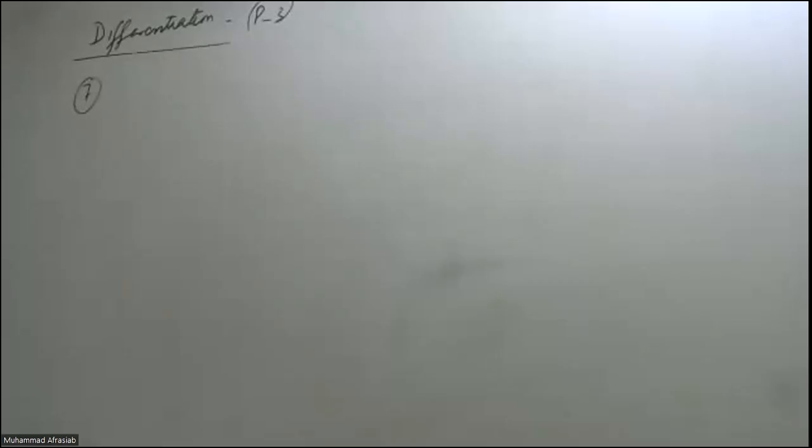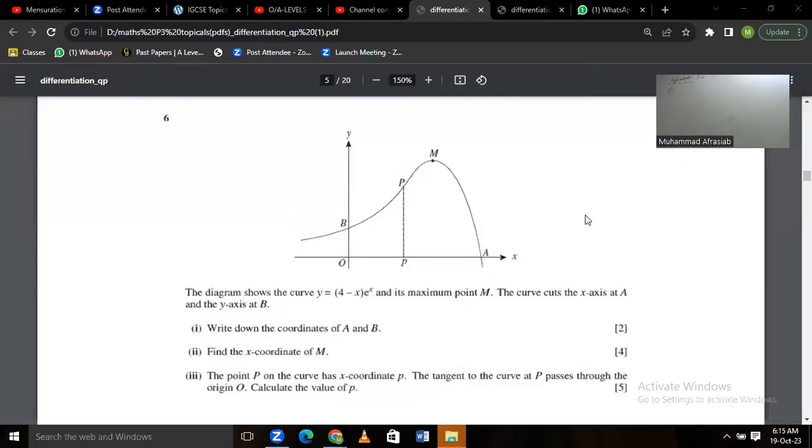Now we will solve question number 7 for the differentiation of P3 A2 level. The question is, the diagram shows the curve y equal to (4 minus x) e power x and has its maximum point M. The curve cuts the x-axis at A and the y-axis at B.